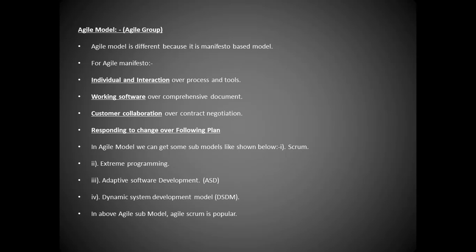In Agile we can get some sub-models like those shown below: Scrum, Agile Scrum, Extreme Programming, Adaptive Software Development, Dynamic System Development model. Among the above Agile sub-models, Agile Scrum is very popular. We can see it in the upcoming tutorials itself.